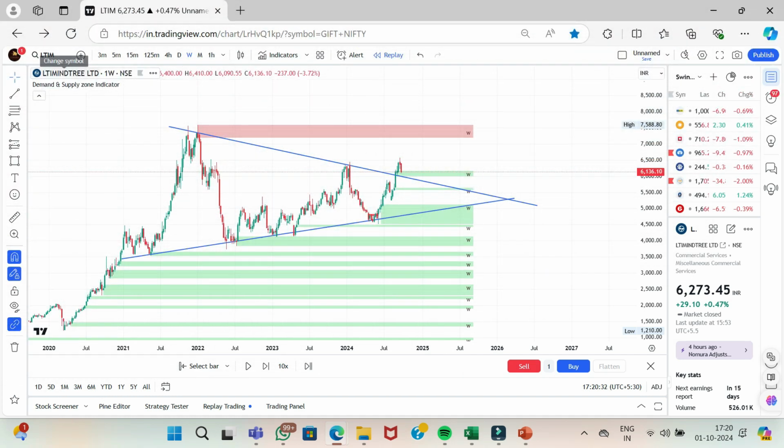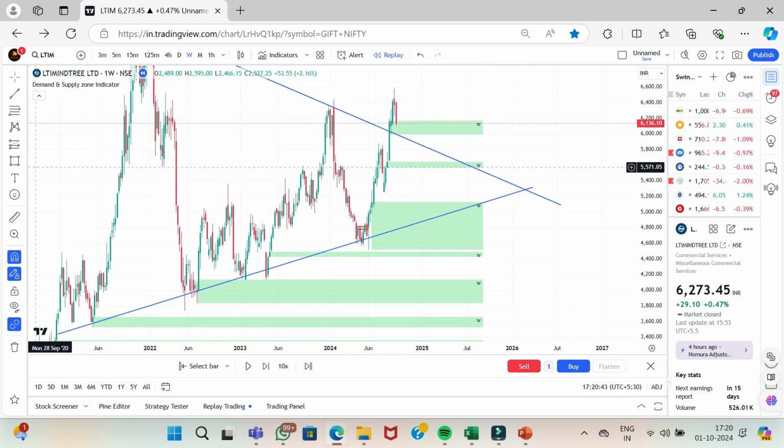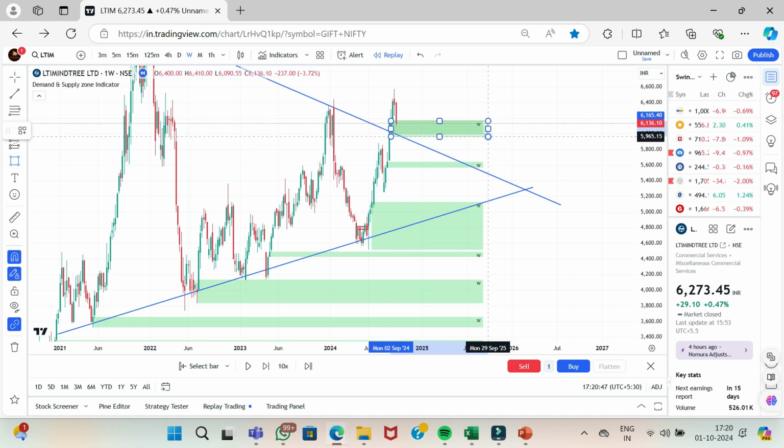So I have taken this chart of LTIM because there are a lot of interesting things here. LTIM has recently broken out of a weekly triangle pattern and it's now retesting key demand zones. So this is a high probability scenario for a potential bullish spike. After the breakout, LTIM is retesting significant demand zones.